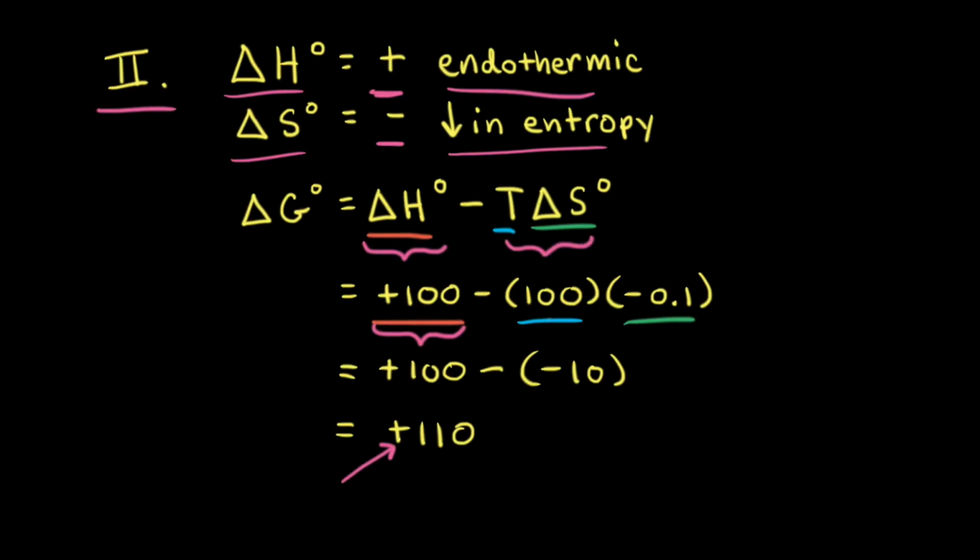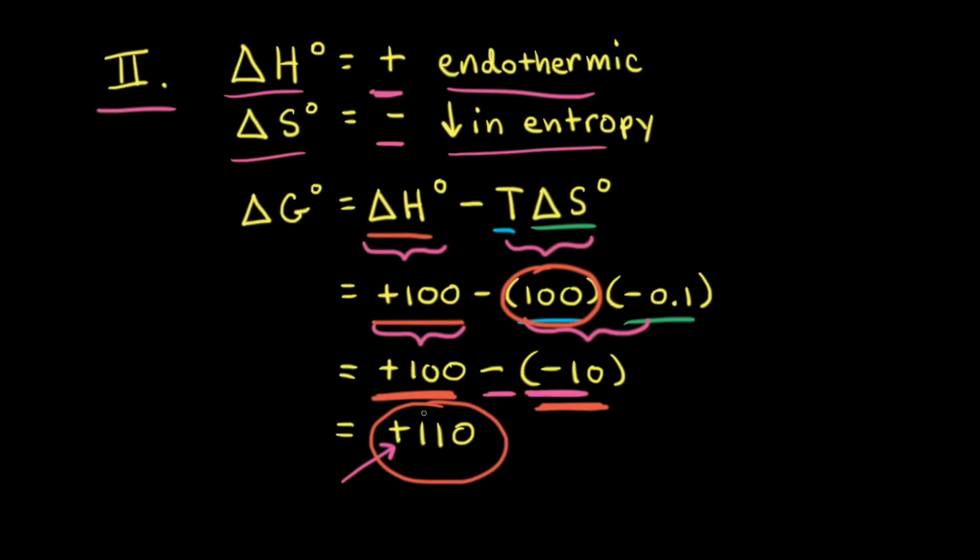And when the entropy term is negative, since we're subtracting this negative, we would actually be adding the entropy term, and that would not favor a negative value for delta G naught. Also notice, no matter what you put in for the temperature here, you're always going to get a negative value for the entropy term. And if the enthalpy term is positive, since we would mathematically be adding the entropy term, we would always get a positive value for delta G naught.